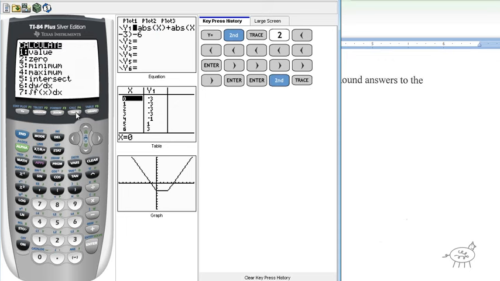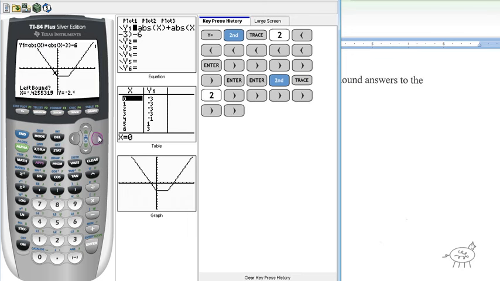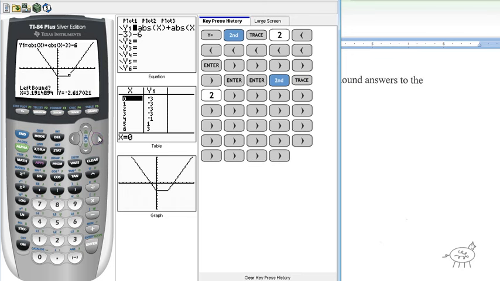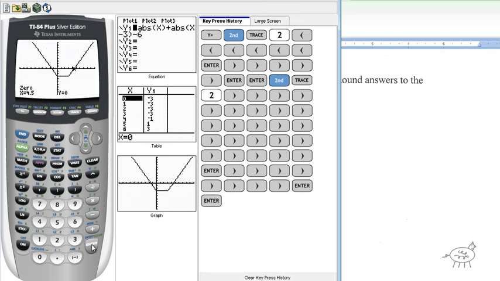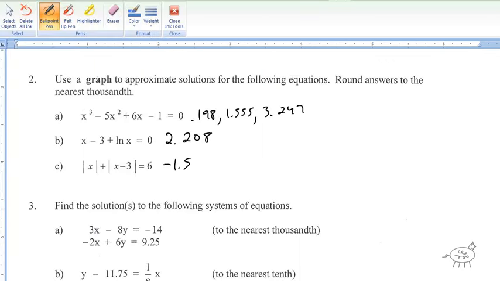Second, calculate 0. And we're going to go to this side. We'll get a little bit closer to our crosses. Okay, enter. And then go to the other side, the right bound. Enter, and then guess. And 4.5. Sweet. So it's 4.5.